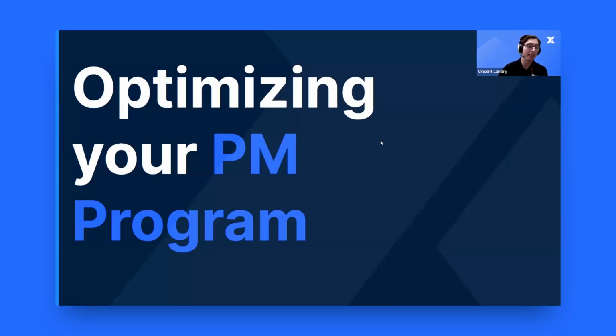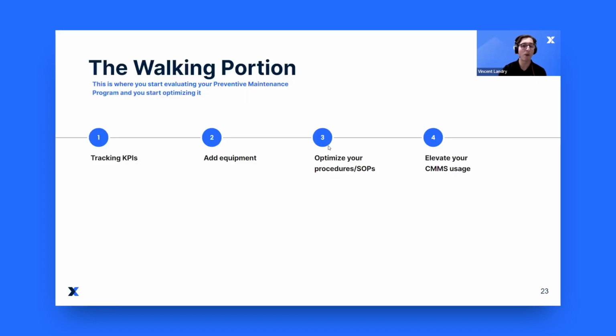Moving on to optimizing your PM program. If we take a step back and look at the PDCA, the plan, do, check, and act. Right now we planned it. We chose our KPIs. We did it, right? We started doing maintenance. We started with the procedures. Now it's time for our first check. So tracking our KPIs right here. We want to make sure that we evaluate where we are versus where we should be or where we need to be. And this is the C of the PDCA.